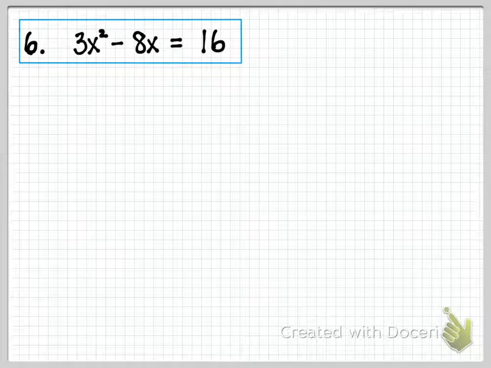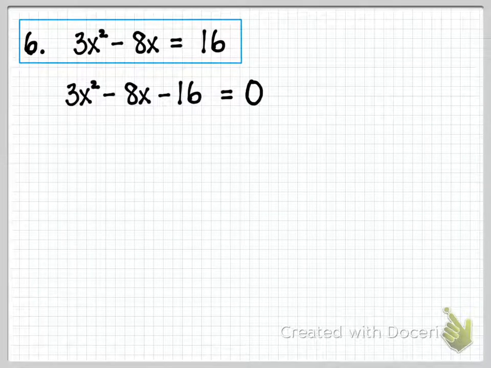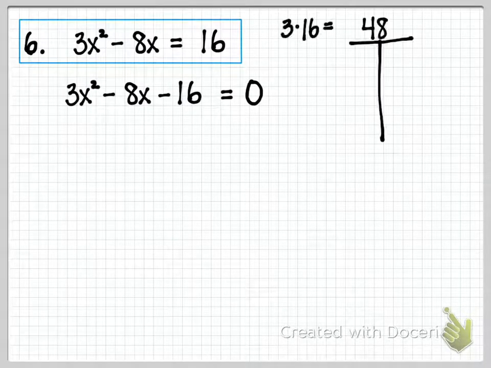In problem number 6, I get it equal to 0. I try to figure out, is there anything I can reduce it by? There isn't. So this time I'm going to do the little factor tip where I take the a, the 3, and the negative 16, multiply them together, and I get 48. This should say negative 48, sorry about that.